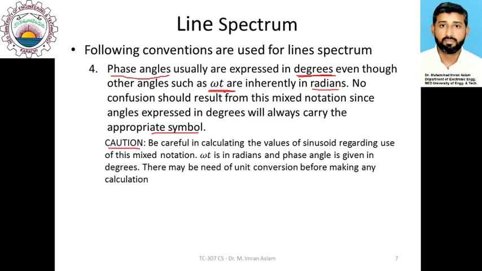But you need to be careful in making your calculations, because we would be dealing with a mixed type of notation. Omega t is in radians, whereas the phase angle is given in degrees. So whenever you need to calculate, you either need to convert omega t into degrees or the phase angle into radians, before you add them together to get an overall angle. So this is a point of caution for you whenever you make any calculation.